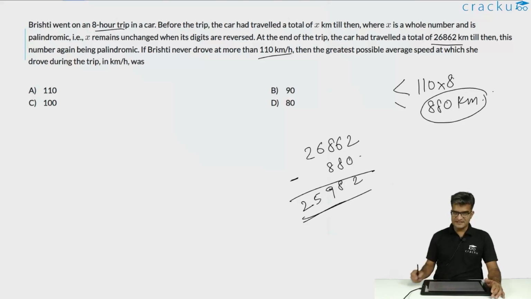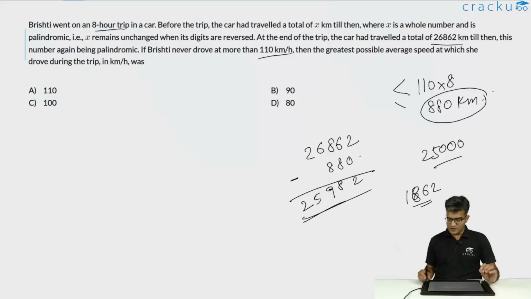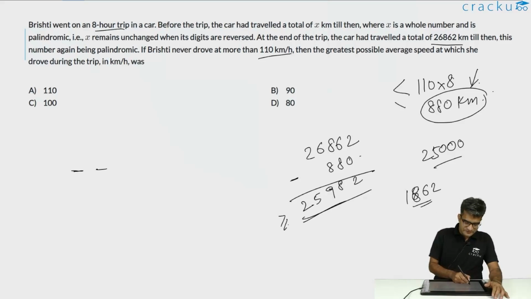Because if it is less than this, for example, if the starting meter reading is at 25,000, it would imply that the total distance traveled is 1862, which is greater than 1800 kilometers. Because she didn't travel more than 880 kilometers, the starting reading has to be greater than or equal to 25982. We know that it is palindromic.